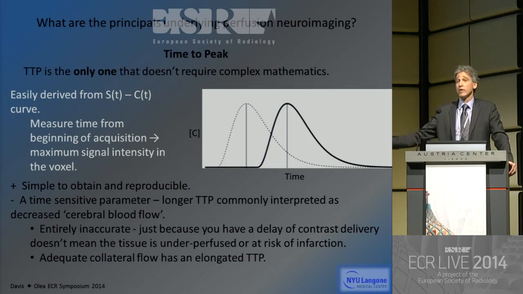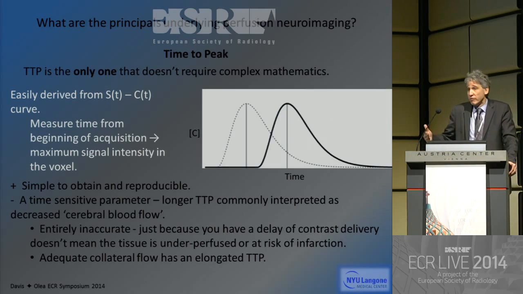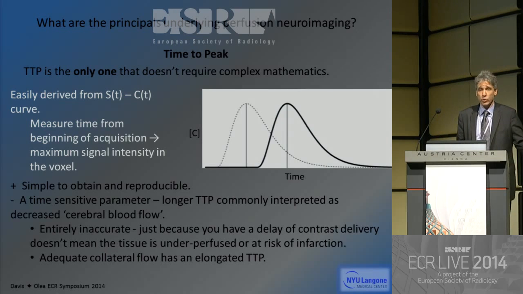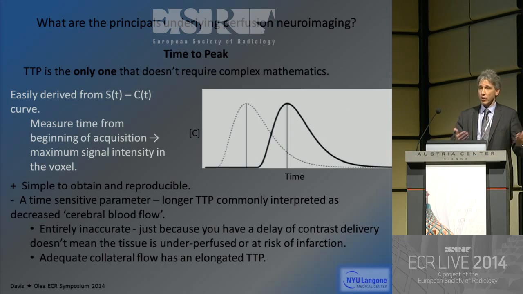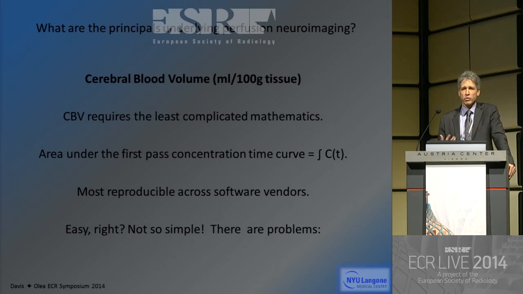Just because you have a delay of blood flow doesn't mean that your blood flow is decreased. It just means that it's getting there later. You can have perfectly adequate collaterals and a longer time to peak. So this early measure that was used for many years has been pretty much abandoned. So now we look at cerebral blood volume, and this is a very important indice.